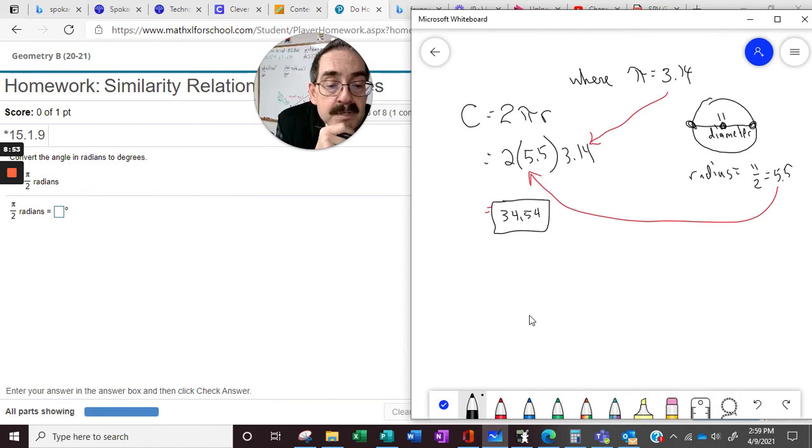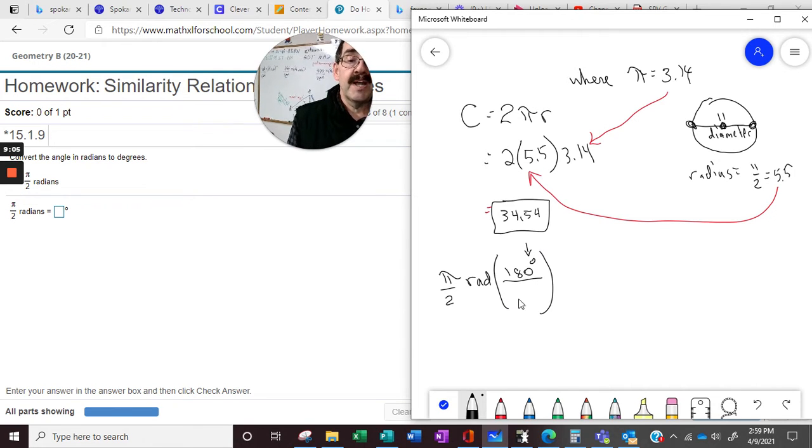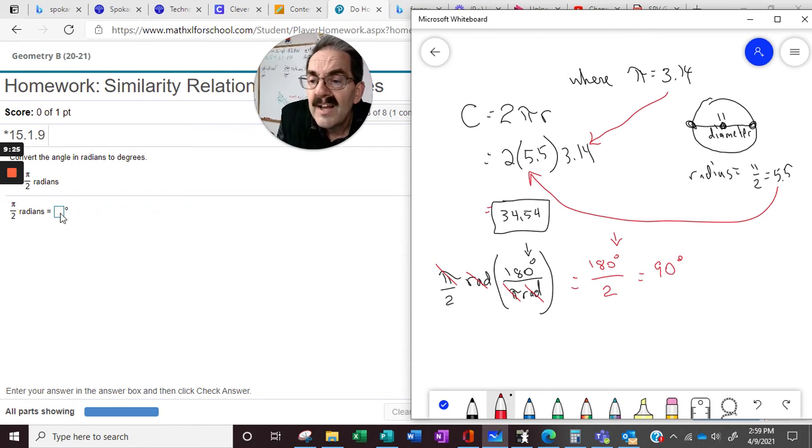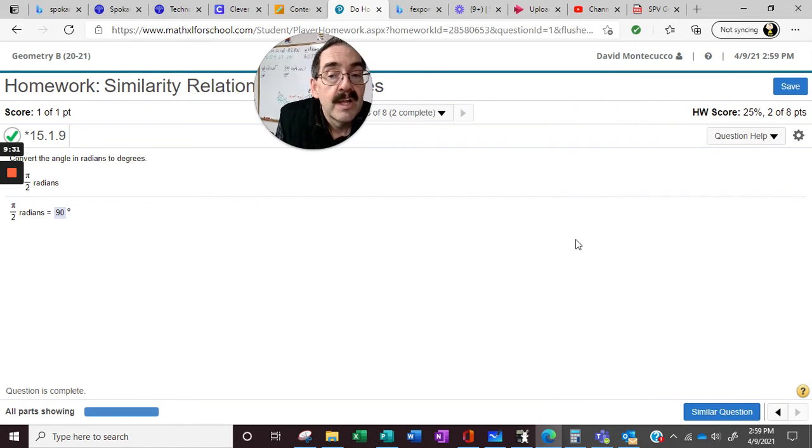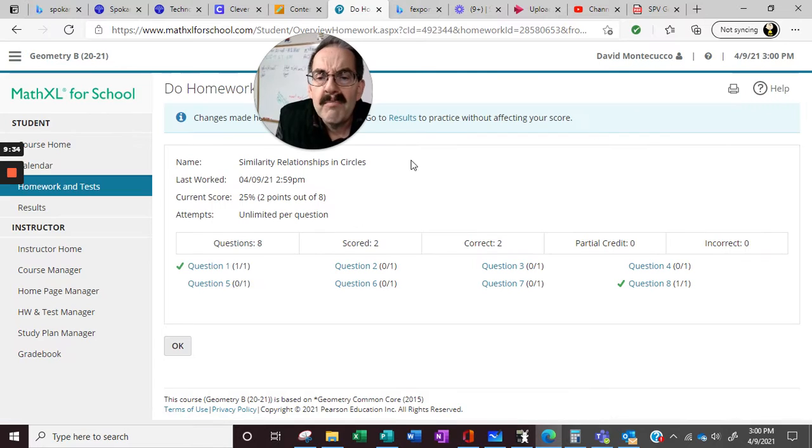Cool. So let's grab our sketch pad here. Pi over 2 radians times 180 degrees, this is what we want, divided by pi radians. Okay? Radians divided by radians goes away, pi divided by pi goes away, and we have 180 degrees over 2. We want degrees. 180 divided by 2 is 90 degrees. 90. Fantastico. Alright, so let's hit save, and we've only been in this 9 minutes.